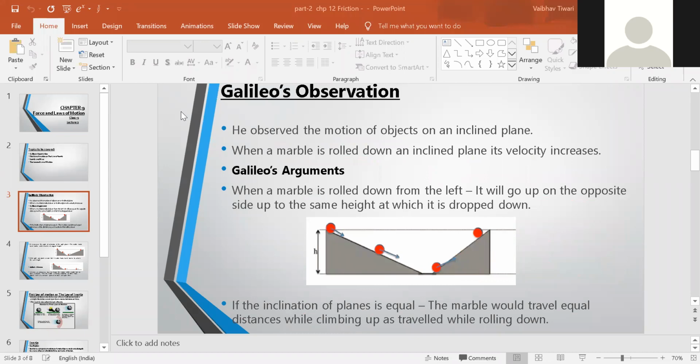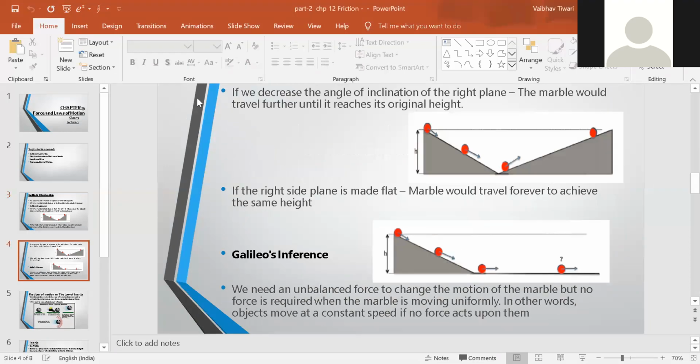Now next what he did, he said that if we decrease the angle of inclination of the right plane, means the plane which is on the right side, then the marble would travel further until it reaches the original height. It is very simple. Say that this plane, this angle is less.